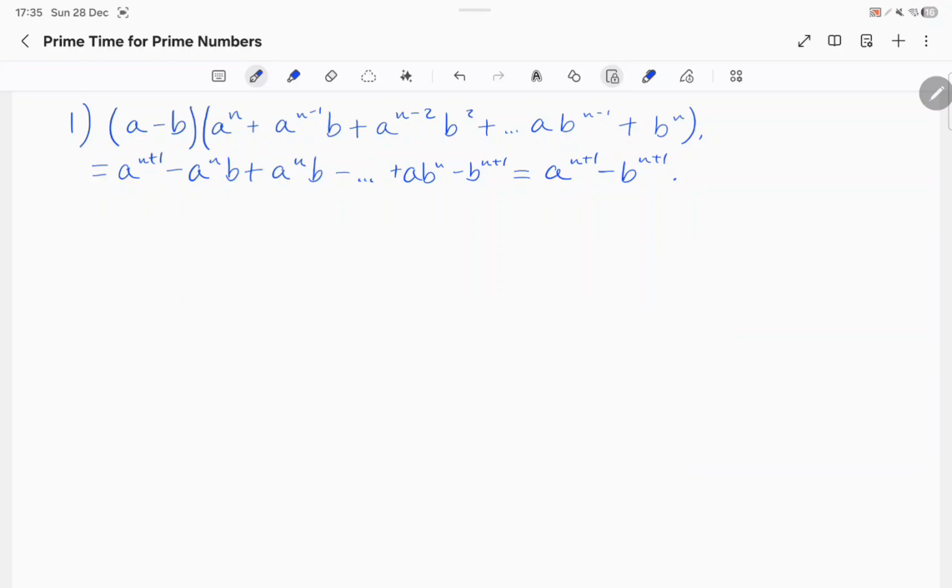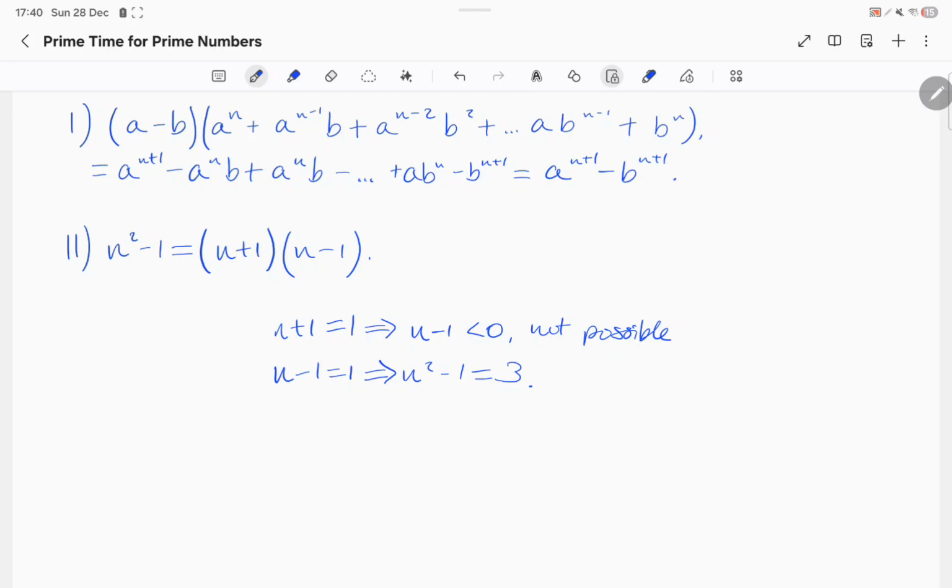Let's get started with part 1. Firstly, we'll multiply every single term in the second bracket by firstly a and then negative b. Then we'll notice that many of the internal terms will cancel out, and this will leave us with simply a^(n+1) take away b^(n+1).